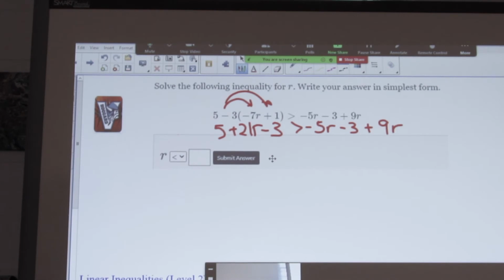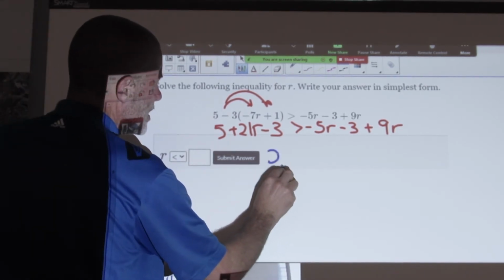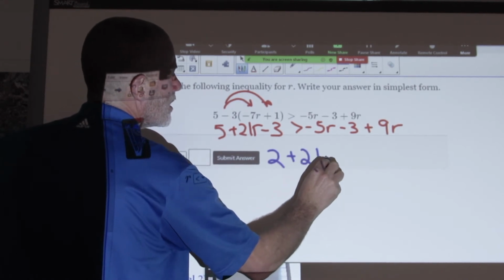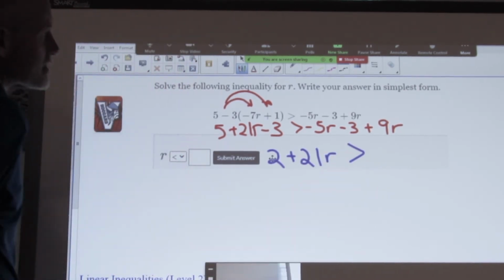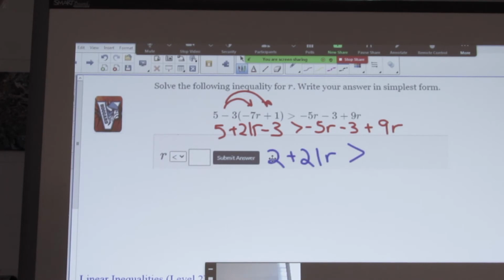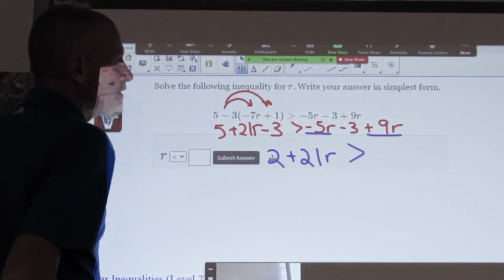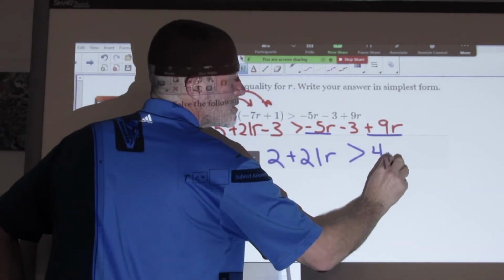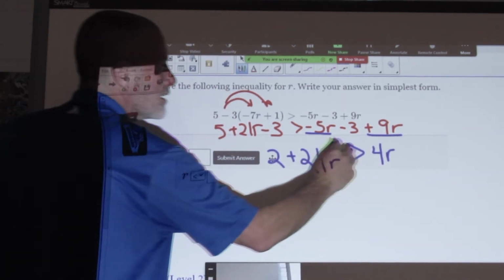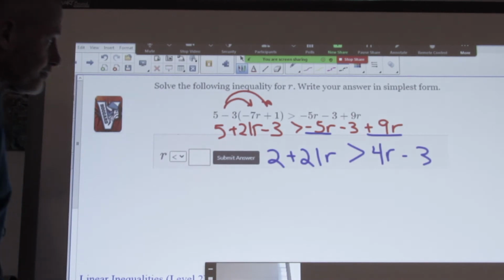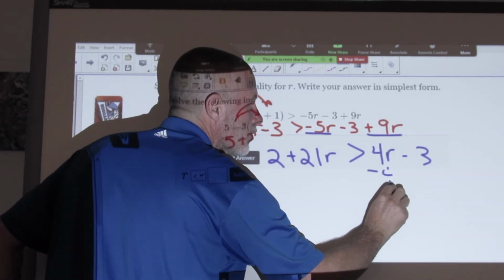Looking at the left side of the inequality, I've got a 5 and a negative 3. That's going to give me 2 plus 21r. On the right side, my like terms both are the r terms, the negative 5r and the positive 9r. That'll simplify to 4r. And then my minus 3 over there. All like terms are taken care of on either side of the inequality, so now it's time to move things around. I'll subtract 4r, I should say.